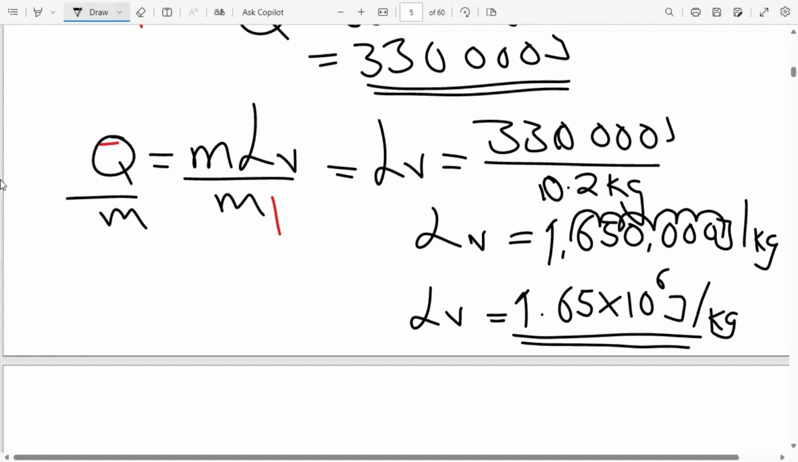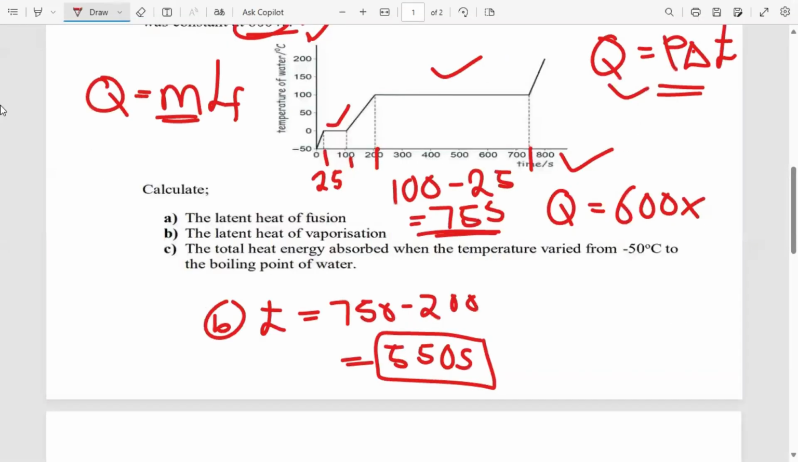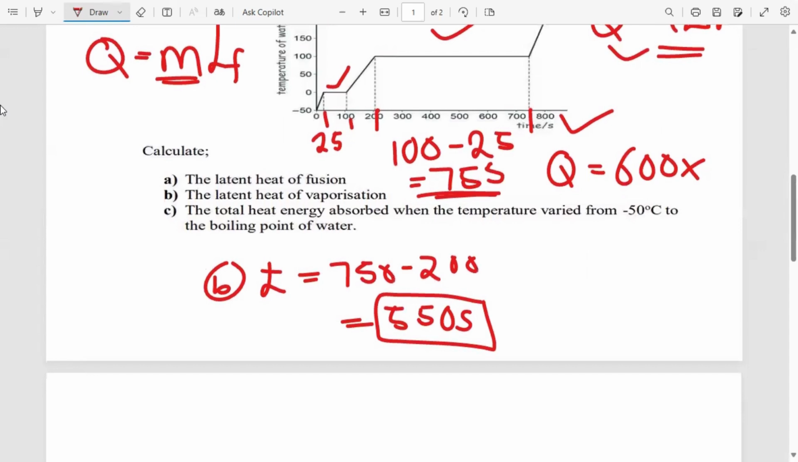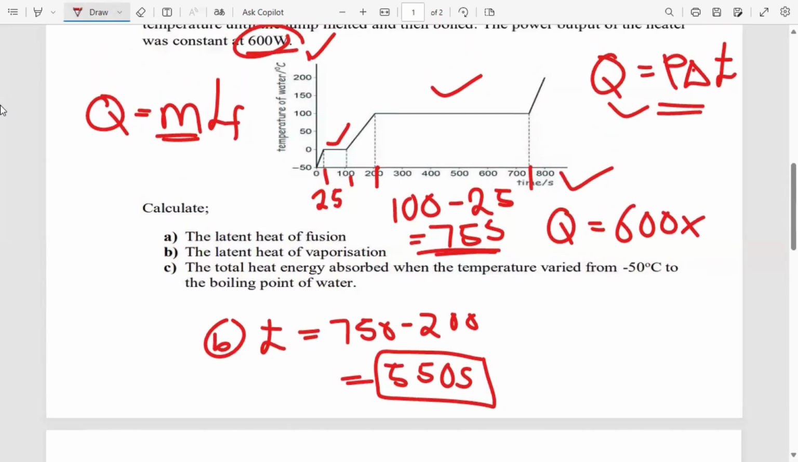So, ladies and gentlemen, that is our latent heat of vaporization, 1.65 times 10 to the power 6 joules per kg. Let's go to the next question, which is question C. Question C is asking for the total heat energy absorbed when the temperature varied from negative 50 degrees Celsius to the boiling point of water.